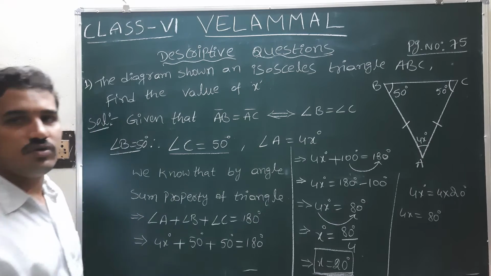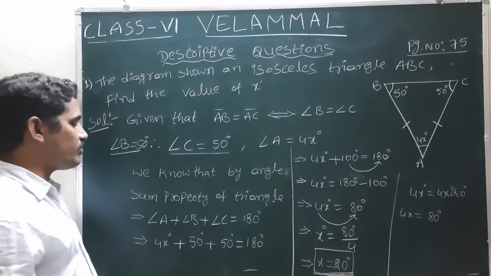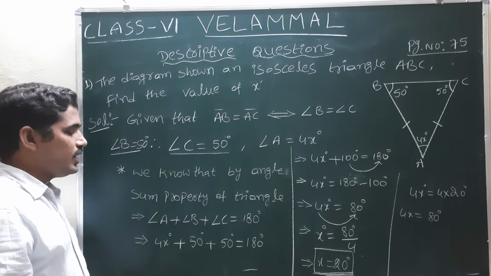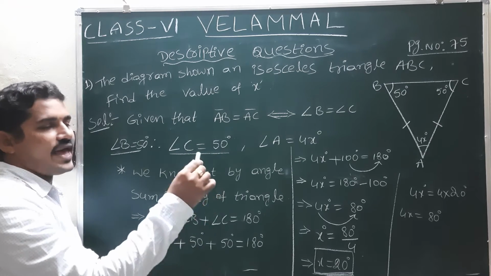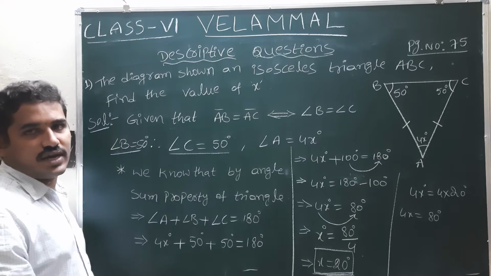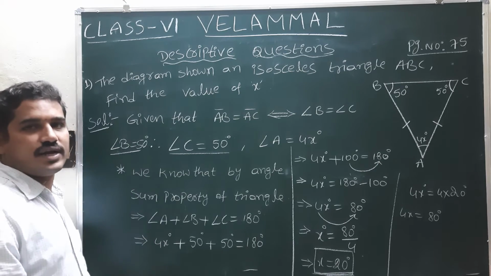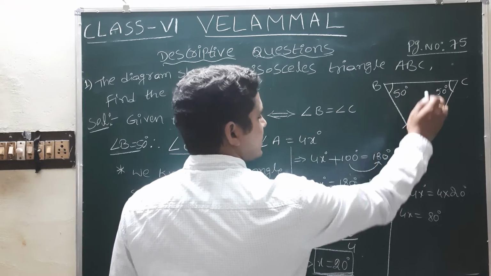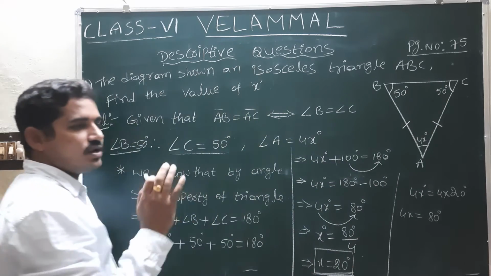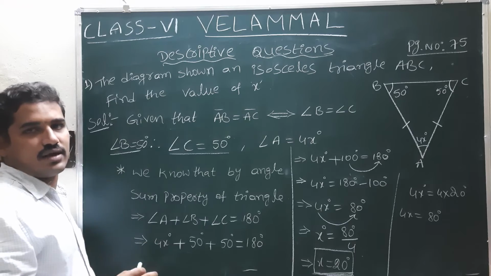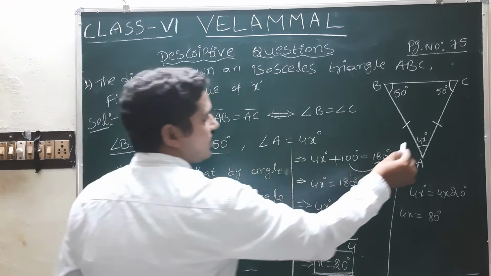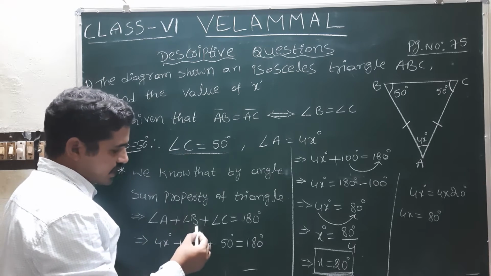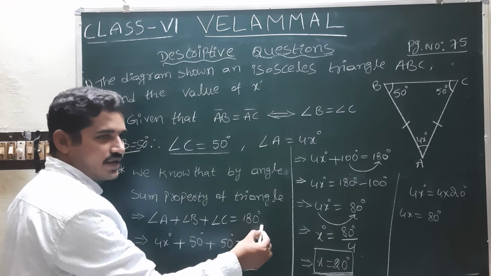But here we have one more piece of information, the angle sum property. The sum of all the angles of a triangle is equal to 180 degrees. Whatever the measures we have, if we do the sum and 180 is coming, then only the triangle is a correct triangle. So by adding angle A plus angle B plus angle C, it must be equal to 180.